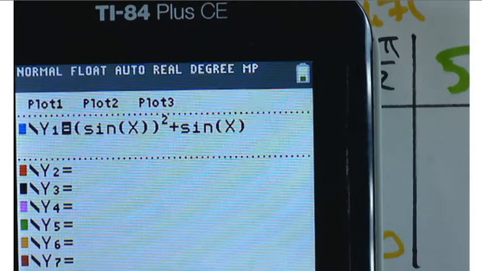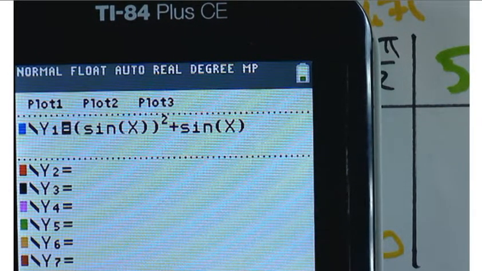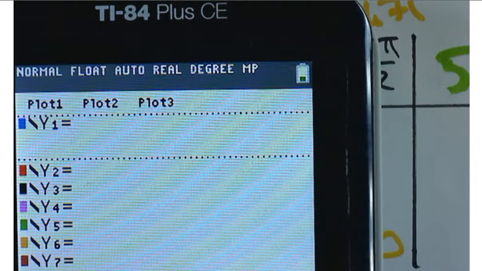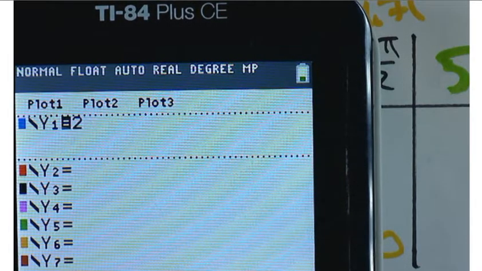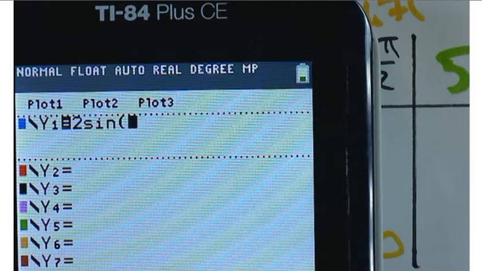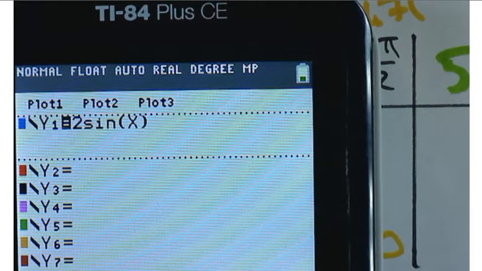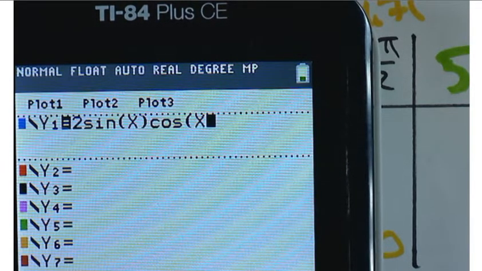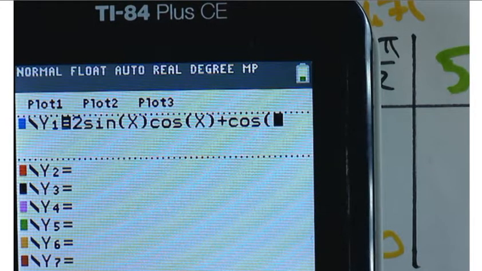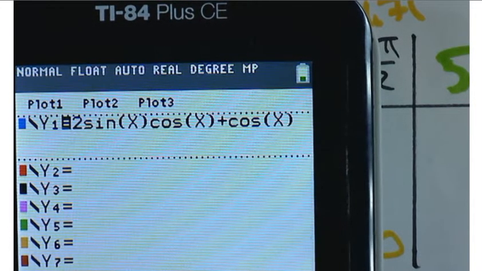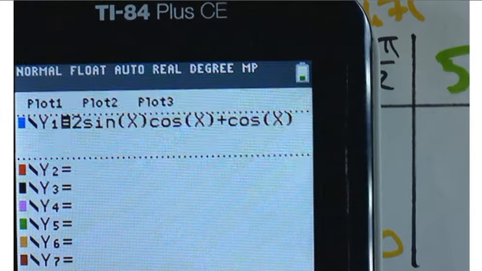Oh, you know what? The function. The derivative. You're right. So that should be 2 sine of x, thank you so much, 2 sine of x cosine of x plus cosine of x. I just finished lecturing about that too, didn't I? All right. Do as I do, not as I say.